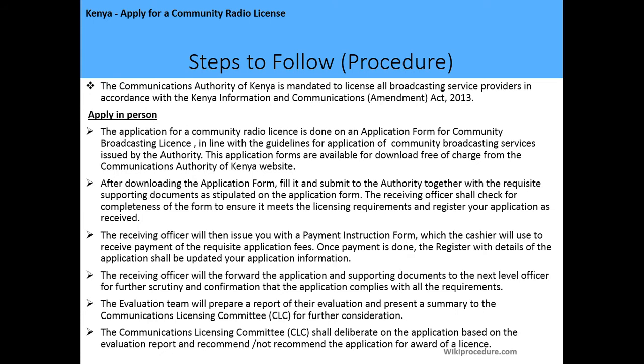Then the receiving officer will forward the application and supporting documents to the next level officer for further scrutiny and confirmation that the application complies with all the requirements. The evaluation team will prepare a report of their evaluation and present a summary to the Communication Licensing Committee for further consideration. After this, the Communication Licensing Committee shall deliberate on the application based on the evaluation report and recommend or not recommend the application for award of a license.